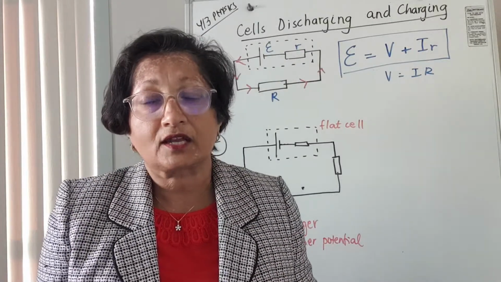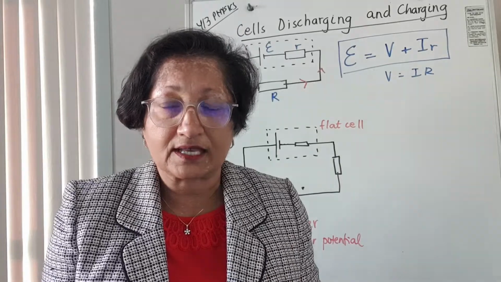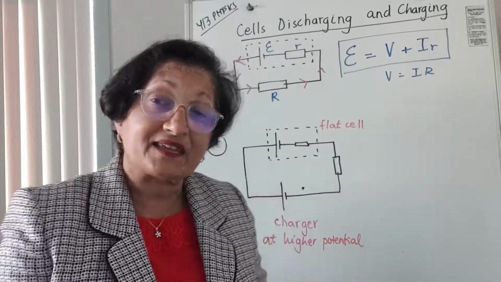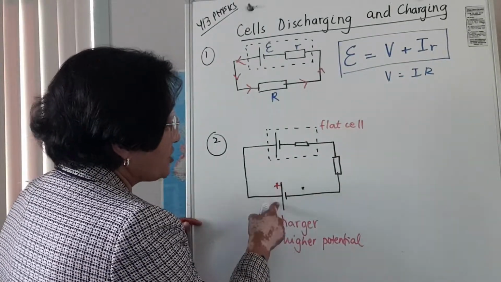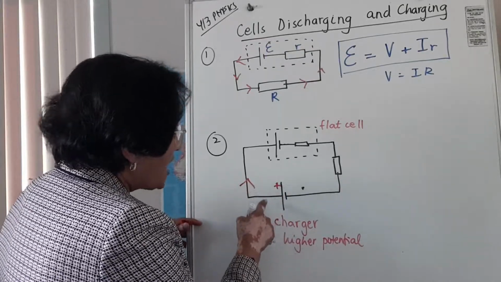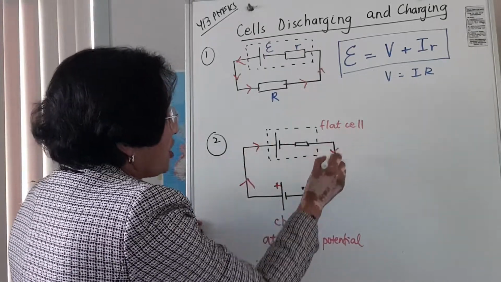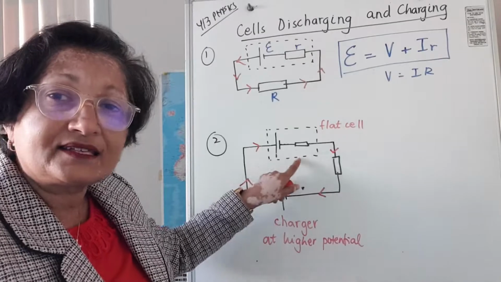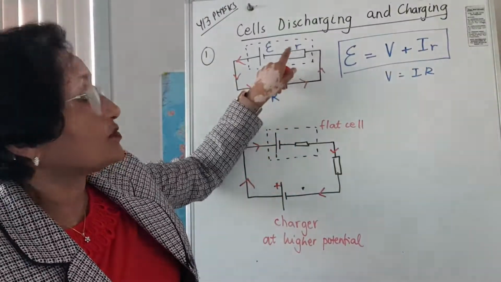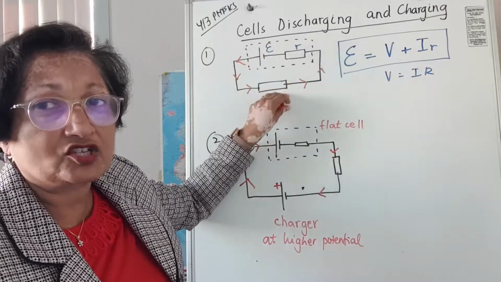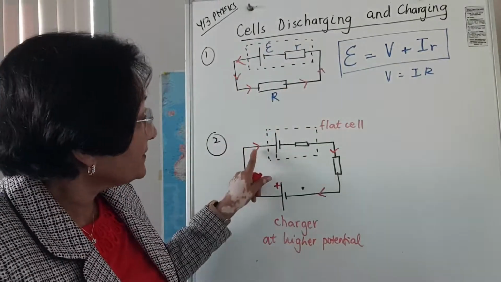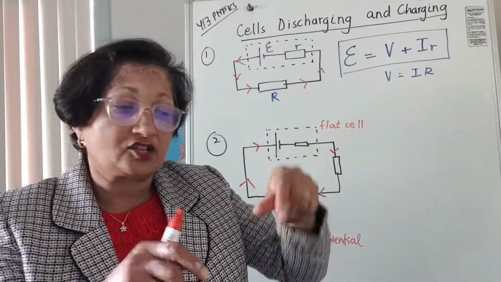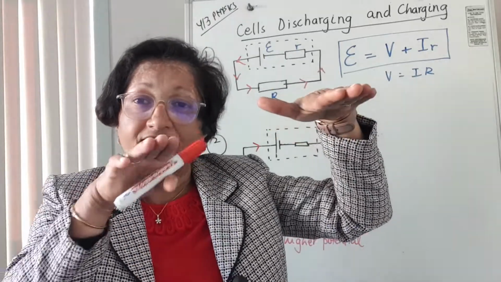The reason is current can only flow when there is a potential difference, and it flows from higher potential to lower potential. So when a cell is being charged, the current flows out of the positive terminal of the charger into the positive terminal of your flat cell. Notice the direction of the current through the flat cell is opposite to what it would be if the cell was discharging, or in other words, providing energy to some sort of load.